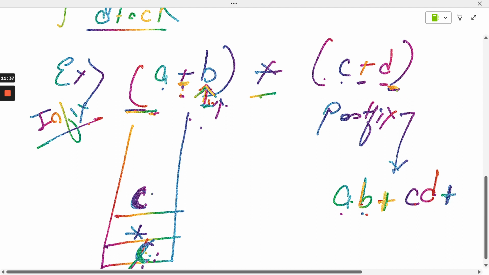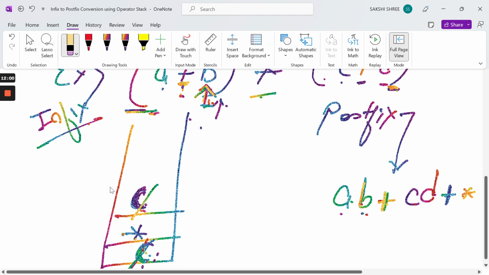And we will pop it out. I'm sorry, this should be here actually. So in this way we popped out. Now we have the star left, so this star will be placed afterwards. Just a second, let me redraw it once for you.